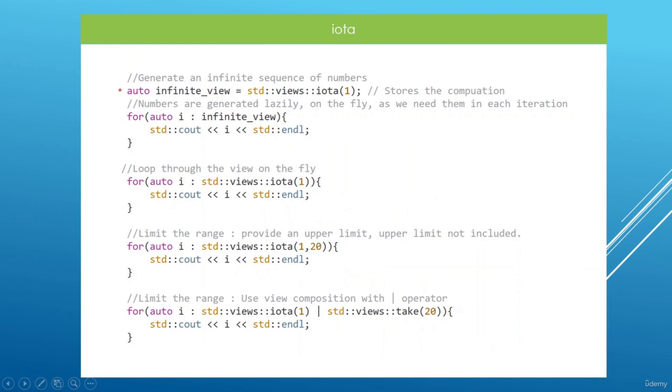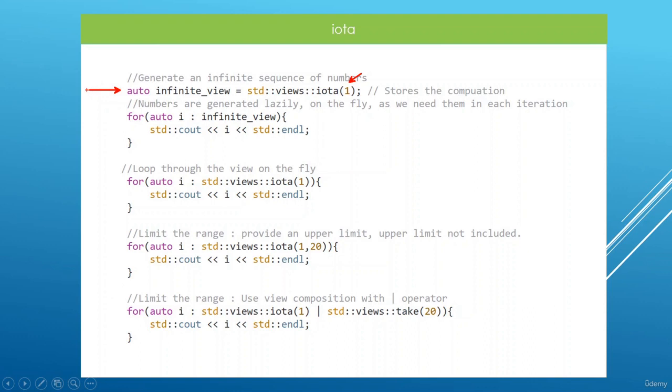We can set up an infinite view of numbers starting from 1 by setting up something like this. We're going to say std::views::iota, and this is going to generate a sequence of numbers starting from 1, and we are going to be incrementing. So we're going to get 2, 3, 4, 5, and this is going to go infinitely, as we are going to see in a minute when we hit Visual Studio Code.